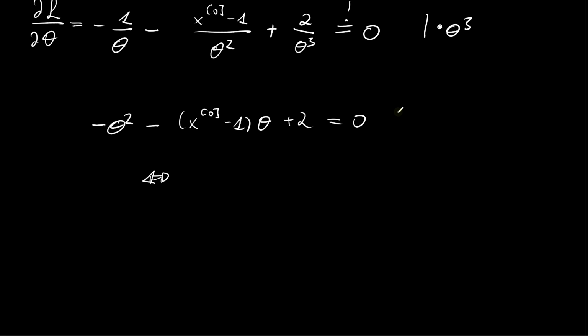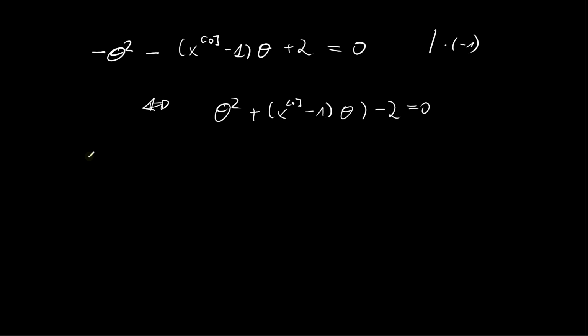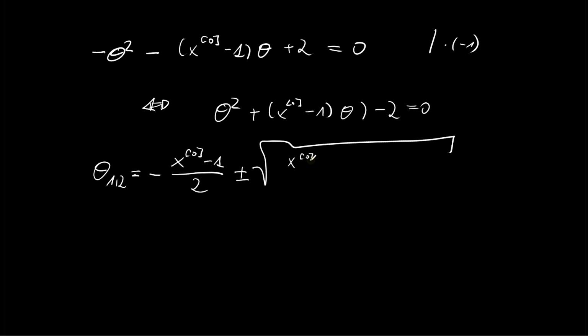Then let's multiply with minus 1 to get theta squared plus (x0 minus 1) times theta minus 2. And then we just apply the PQ formula, and we get theta 1, 2. Because we have two possible solutions here, which is this one halved and with a negative sign: minus (x0 minus 1) divided by 2, plus or minus the square root of ((x0 minus 1) squared over 4) plus 2. And now we find two optimal values.